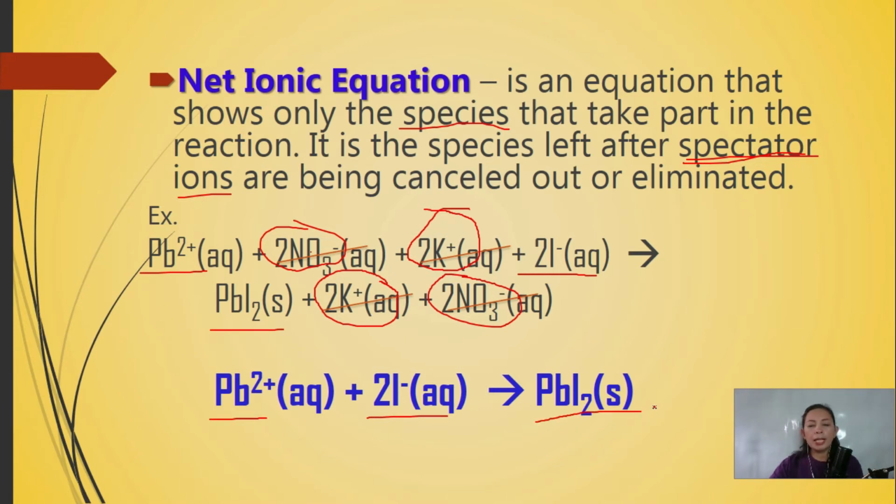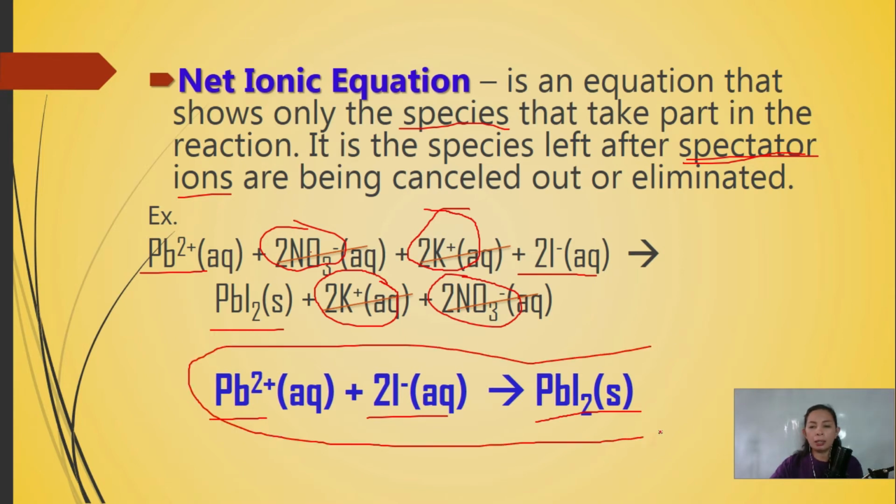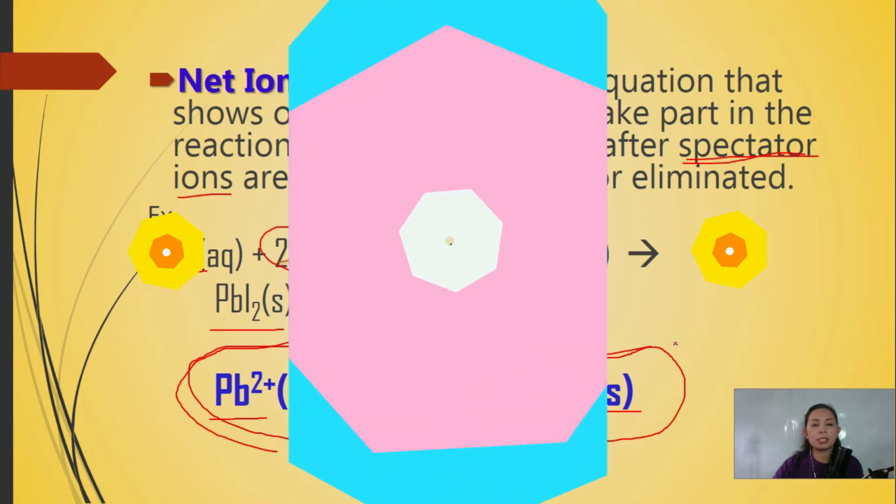So that means that the net ionic equation is this one only. This is only the reaction between lead 2 plus and the iodide ion, forming lead 2 iodide, because we eliminated the spectator ions. Okay? I hope you understand, my dear students.